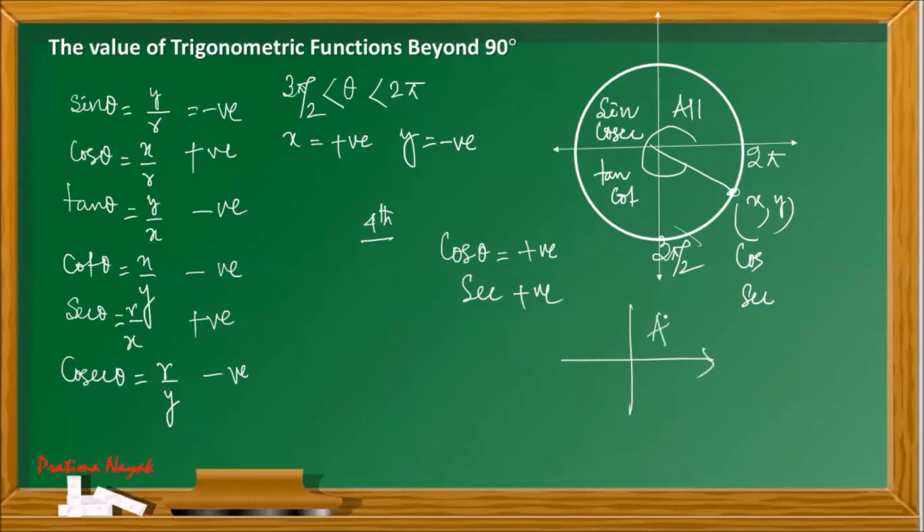To remember this, we can get a clue: All School To College, or some people say, Add Sugar to Coffee. That means in the first quadrant all are positive, then sine and cosec, tan and cot, and cos and sec.